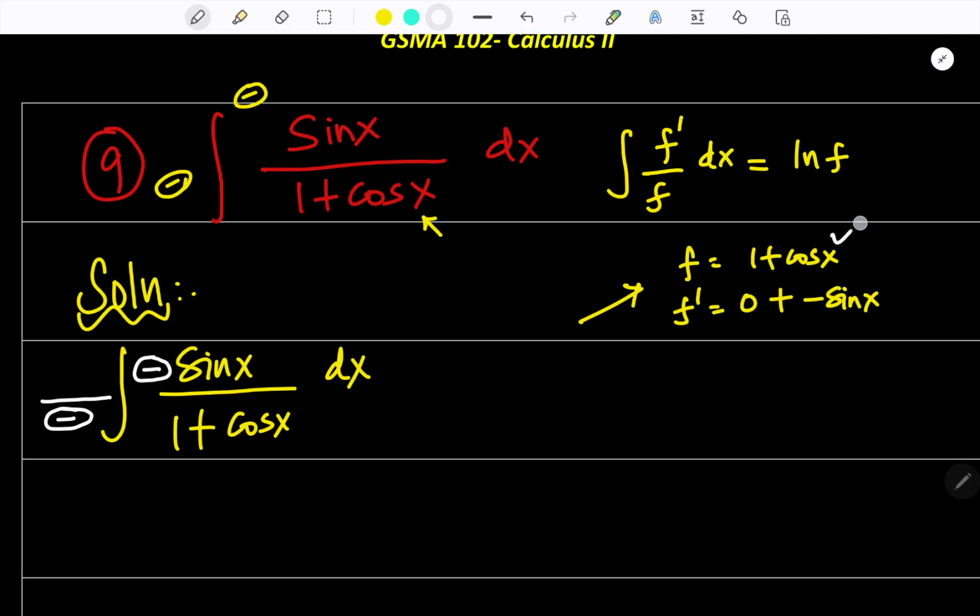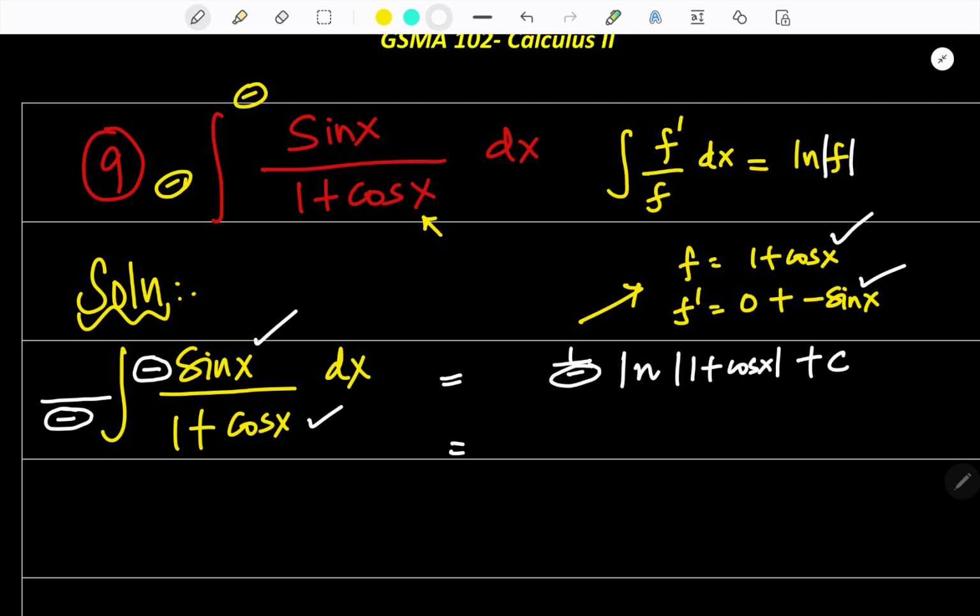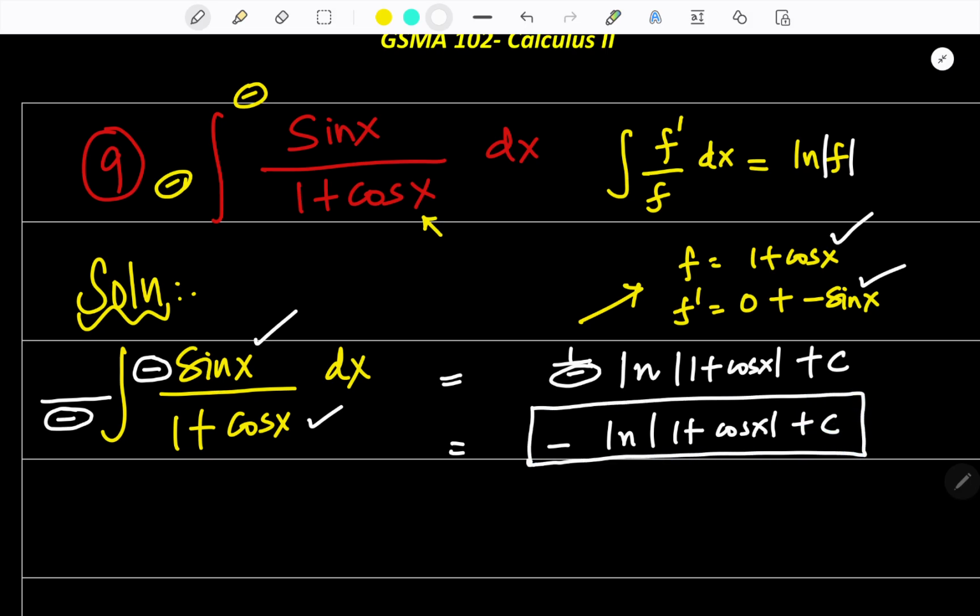Now what's your f? f is 1 plus cos x. Yes, correct. And what is the derivative of 1 plus cos x? Minus sin x. Yes, correct. If this is the situation, you can write ln f. What is ln f? The absolute value is there, no problem. 1 plus cosine x plus integrating constant c. And this minus will come out, the minus at the bottom. Usually we don't keep a minus at the bottom. So you can write minus ln of 1 plus cosine x plus integrating constant c. So this is going to become your answer.